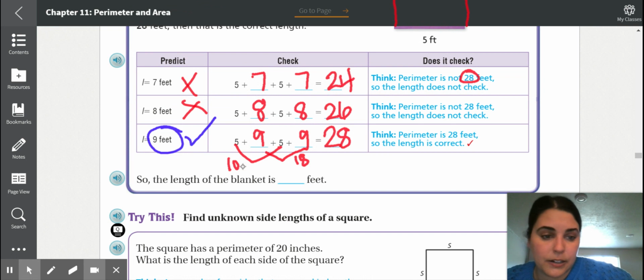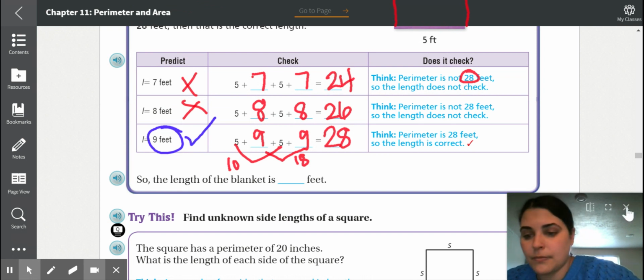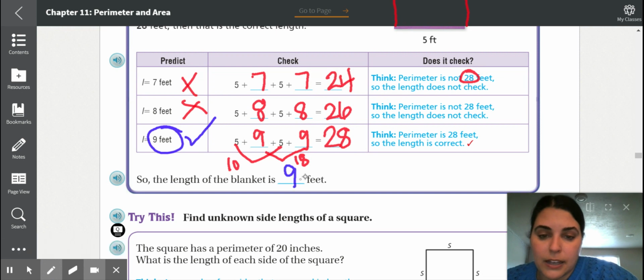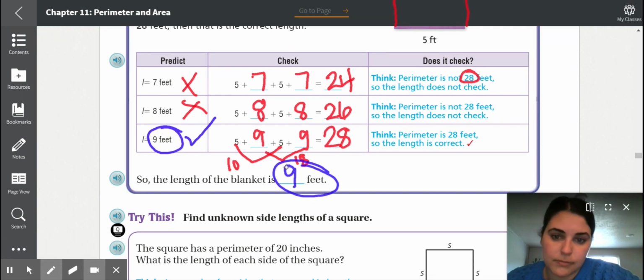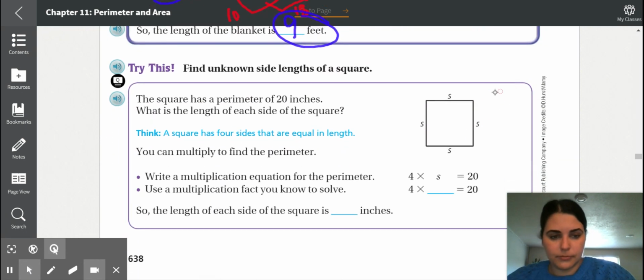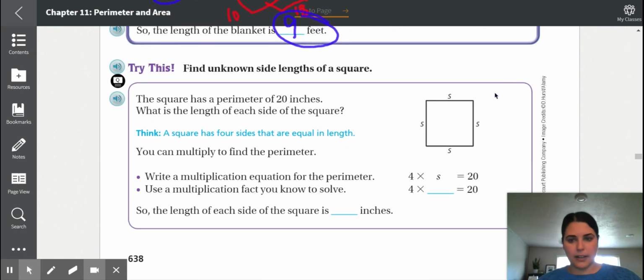So if we go down here, we know that the length of the blanket is 9 feet. Okay. All right, let's move on.